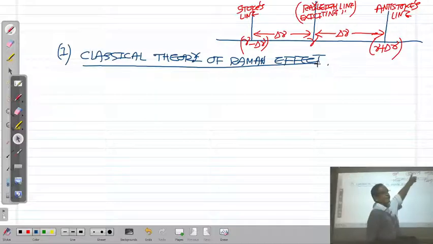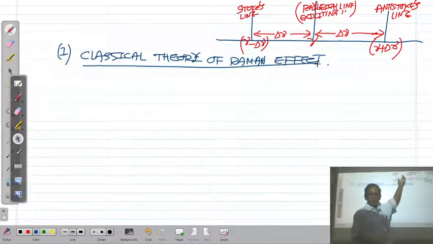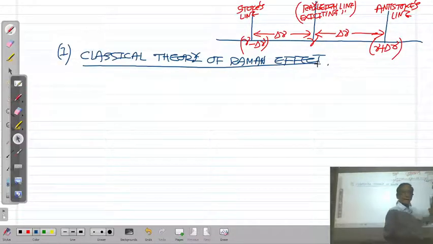That is why we are getting the Rayleigh line, the Stokes line having low frequency and the anti-Stokes lines having higher frequency. Okay. So today we will give the classical explanation of the Raman effect. Next lecture we will study the quantum theory of the Raman effect. Okay. Now in this lecture, let us study the classical theory or classical explanation of Raman effect.